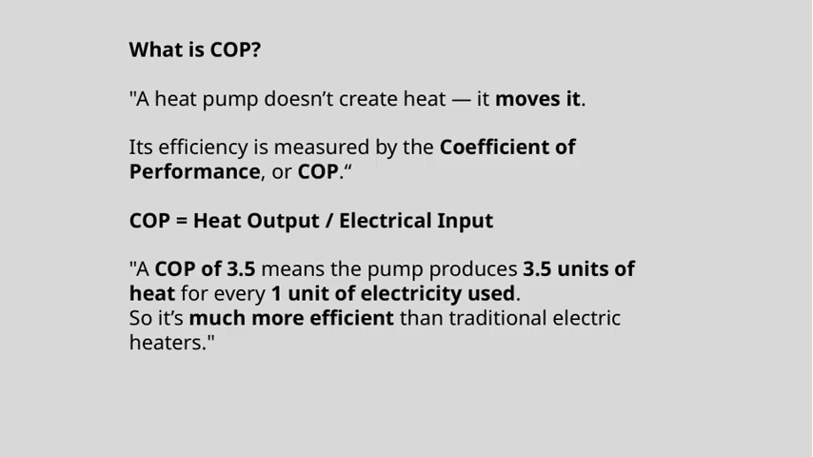Think of COP as a ratio. It tells us how much heat the pump produces compared to how much electrical energy it uses. For example, a COP of 3.5 means that for every 1 unit of electricity the pump consumes, it outputs 3.5 units of heat. This is a really important point because it shows that heat pumps can be much more efficient than traditional electric heaters, which often convert electricity directly into heat at a 1:1 ratio.